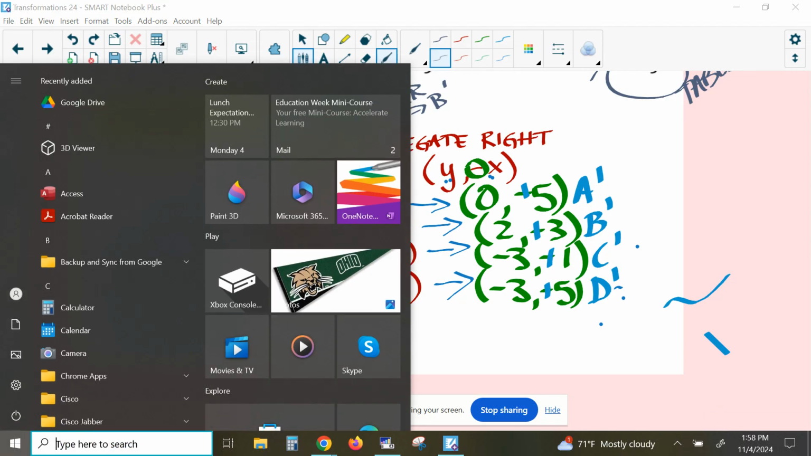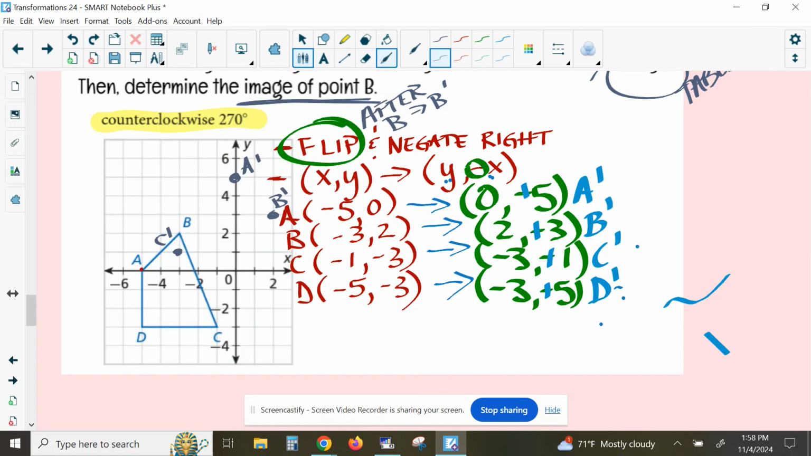And -3, 5. Back 3 up. 1, 2, 3, 4, 5. That is my D prime. You should make your shape, and you should end up with something that's congruent.